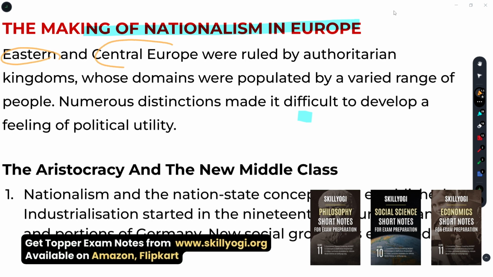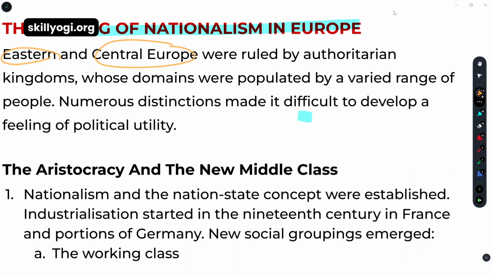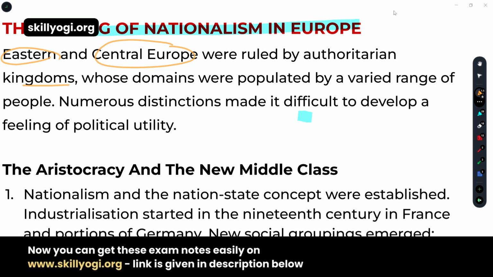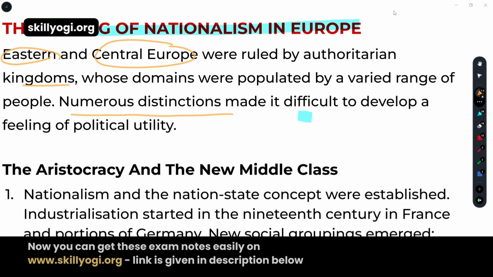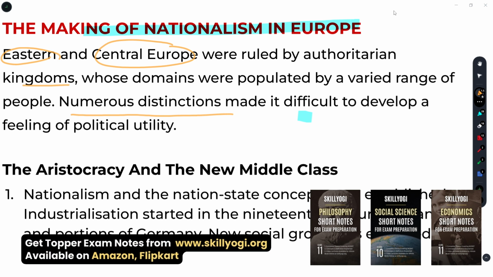These two parts of Europe were totally controlled or ruled by the authoritarian kingdom, and it was a very much populated area of a varied range of people. So that's why they had different identities and different choices, and numerous distinctions made it too difficult to develop a feeling of political unity. When people with different mentalities belong to the same place, no real unity can occur.